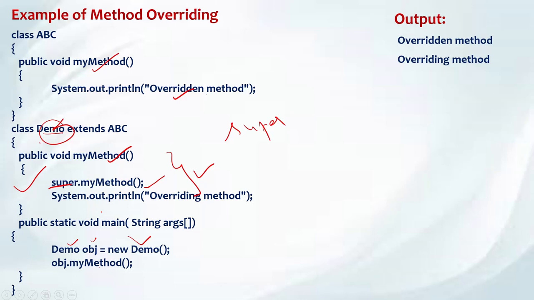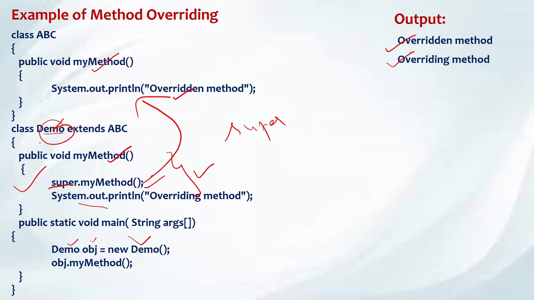Whenever I call this method with this object, this method will be executed. The first statement in this method is super.my method, so it goes to the superclass my method and executes it. After this statement, the next System.out.println, overriding method, will be executed. See the output of this program: overridden method and another one, overriding method. So we have many approaches to access the superclass methods in the overriding concept: using the this keyword, using super, and we can even create separate objects for the superclass and access it.